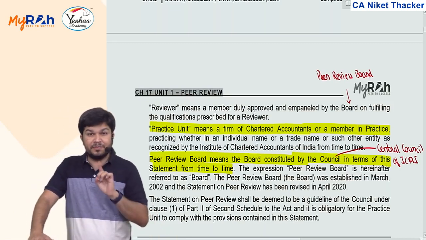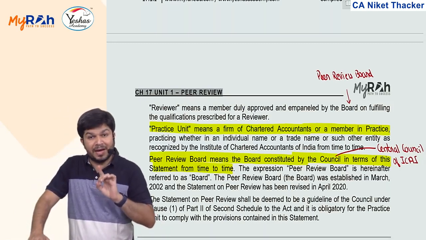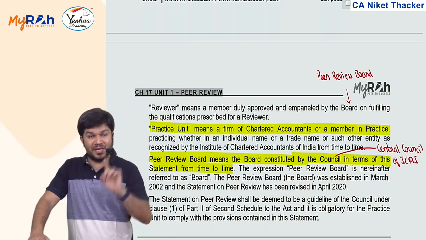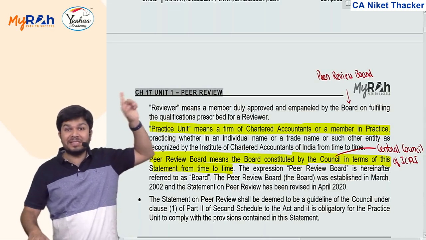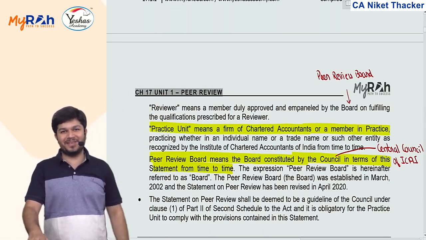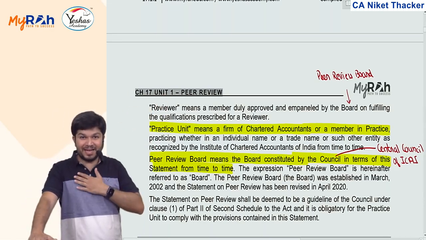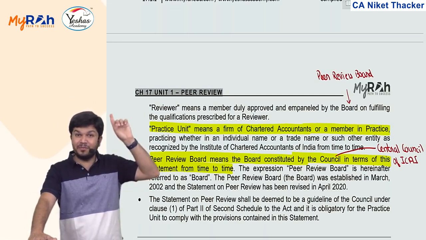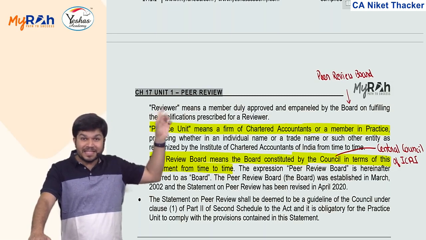The peer review board is formed by ICAI only. Quality review board is formed by central government. Peer review board is formed by ICAI, our own people do peer review. Quality review board is actually by central government.